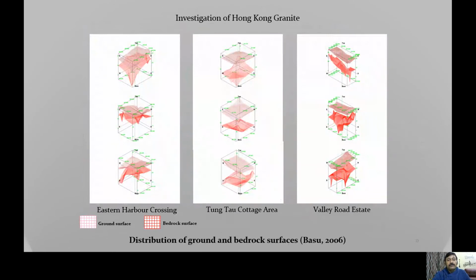This is the distribution of ground and bedrock surfaces at these three different sites, and as it depicts, the variation of the depth of the bedrock appearance is quite different at the three different sites, which is dominantly controlled by the different discontinuities.